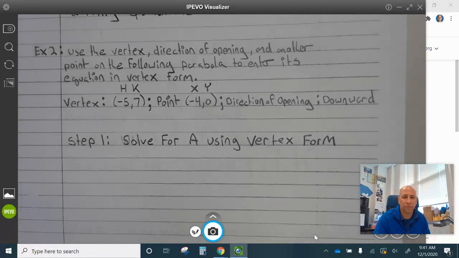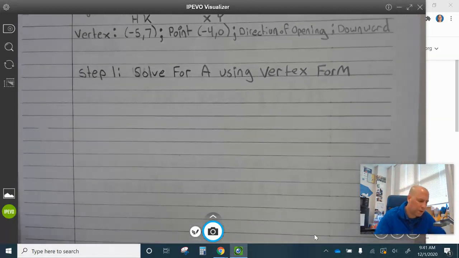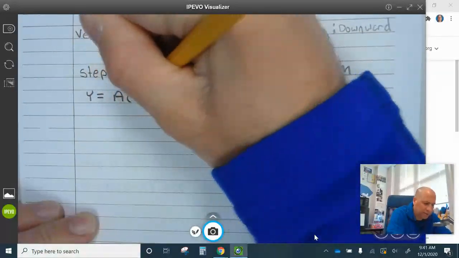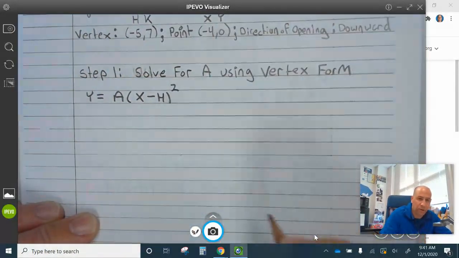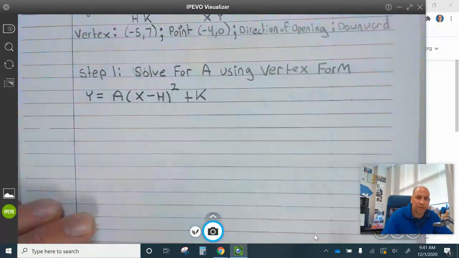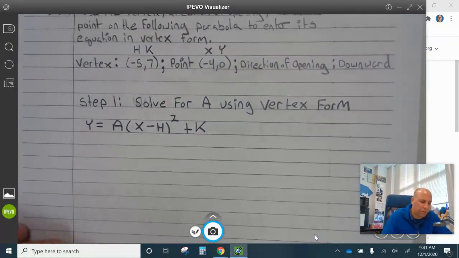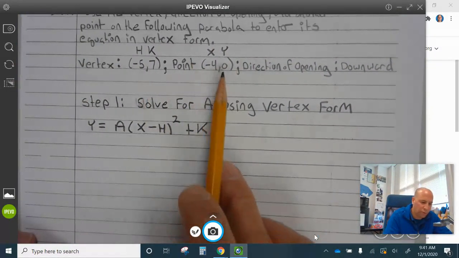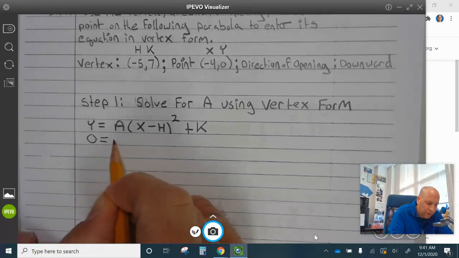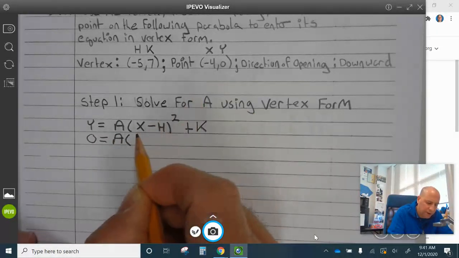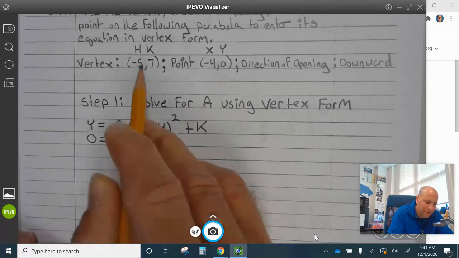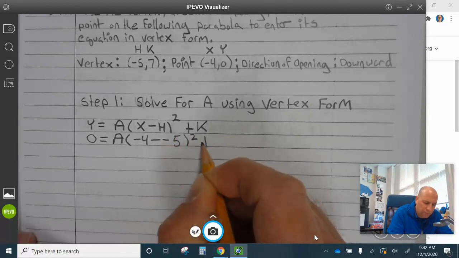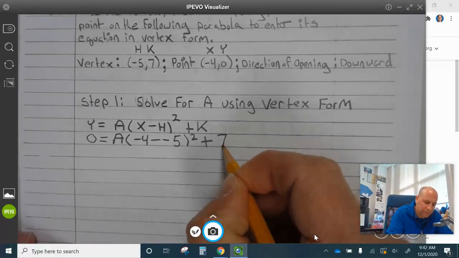All right, step 1, solve for a using vertex form. Okay, we know vertex form is y equals a, parentheses x minus h squared plus k. Okay, so now we're going to substitute the h and k and x and y values into here and solve for a. So y is 0, so 0 equals a, we don't know, that's what we're solving for. x is negative 4 minus h, which is a negative 5, squared plus k, which is 7.